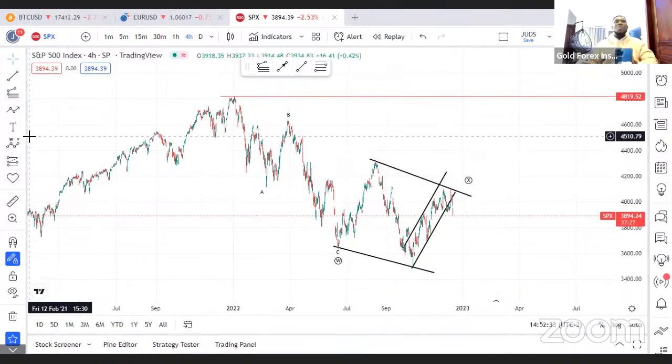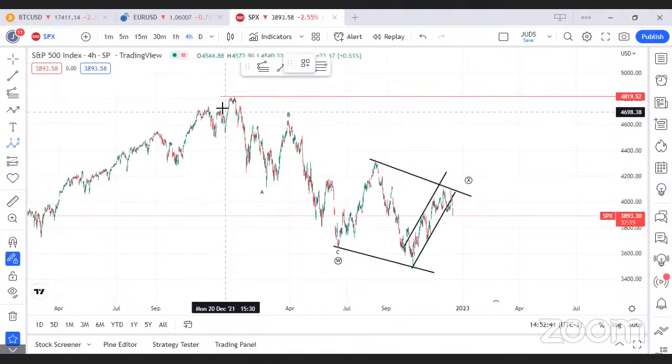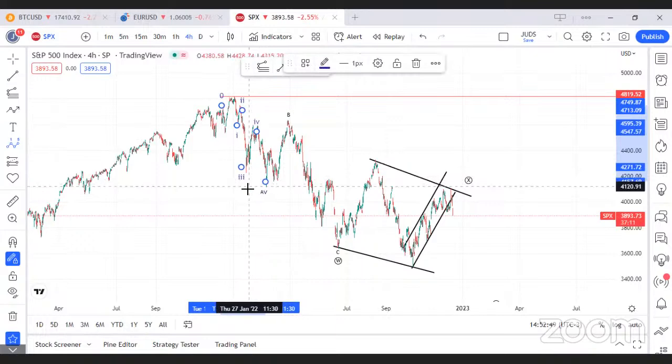And in a zigzag correction, the A is labeled what? Is it A, B, C, D, E, or 1, 2, 3, 4, 5? 1, 2, 3, 4, 5. Okay. So for the A, we have a clear 5 wave here, which does not overlap.